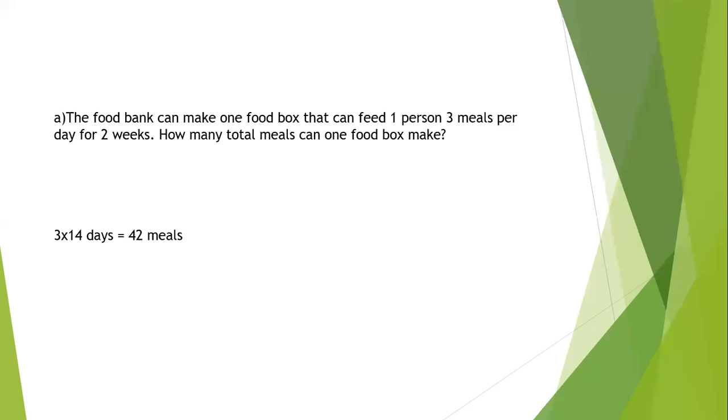The food bank can make one food box that can feed one person 3 meals per day. It can make it for 2 weeks. How many total meals can one food box make? Okay, so each person will take 3 meals in each box. And this is for 2 weeks, which means 14 days, so it will be 42 meals. So we will not use division, we will use multiplication to solve this word problem.